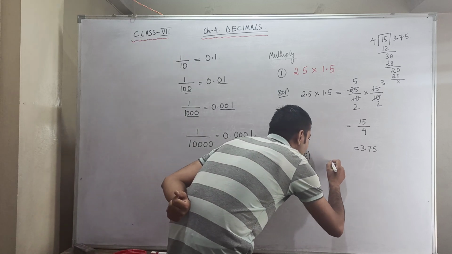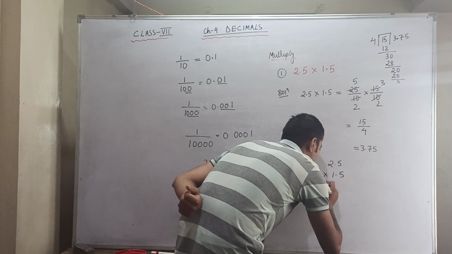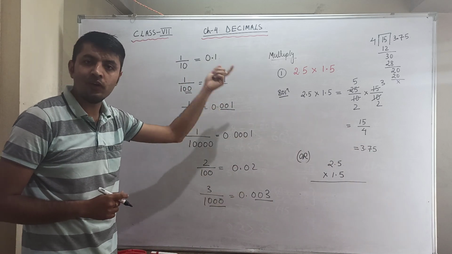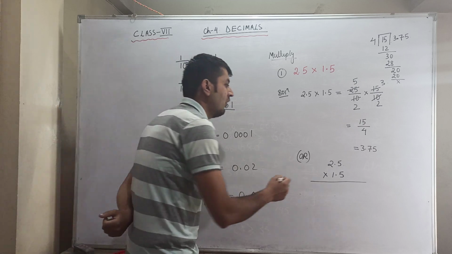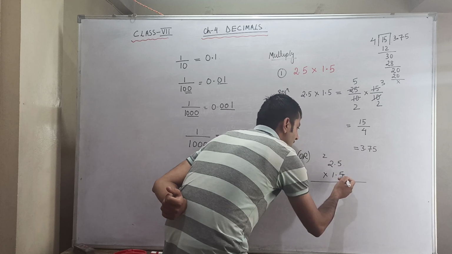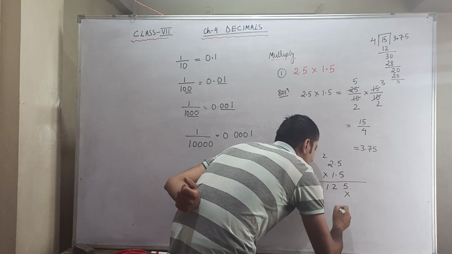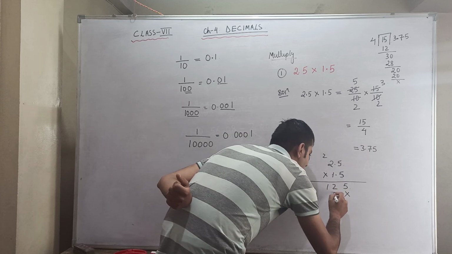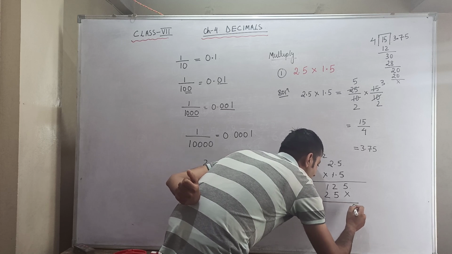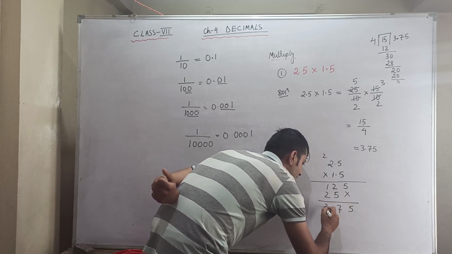So 2.5, you multiply with 1.5. Like this also you can do it. Direct multiplication also can be done. So 5 5s are 25, 5 here, 2 here. 5 1s are 5, plus 2 is 7. Then here 1 5 is 5, 1 2 is 2. So how much did you get? 375, with 7 here and 3 here.